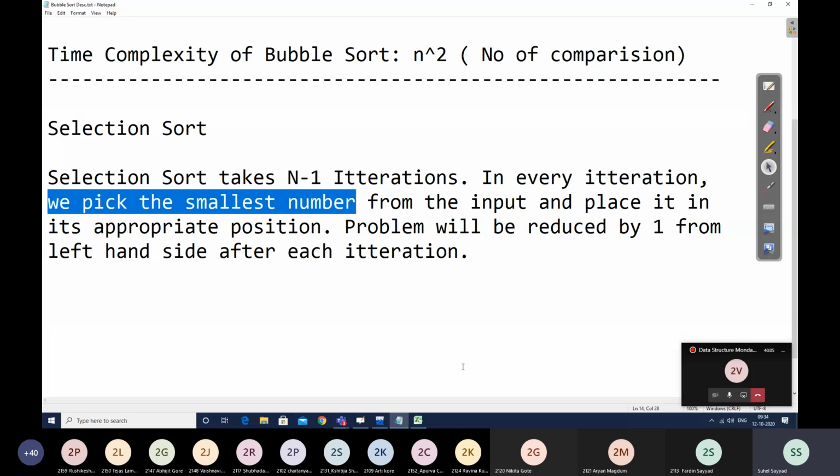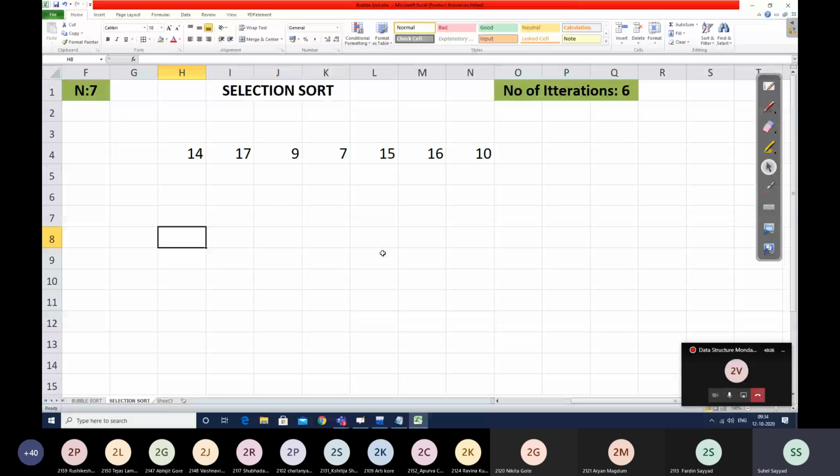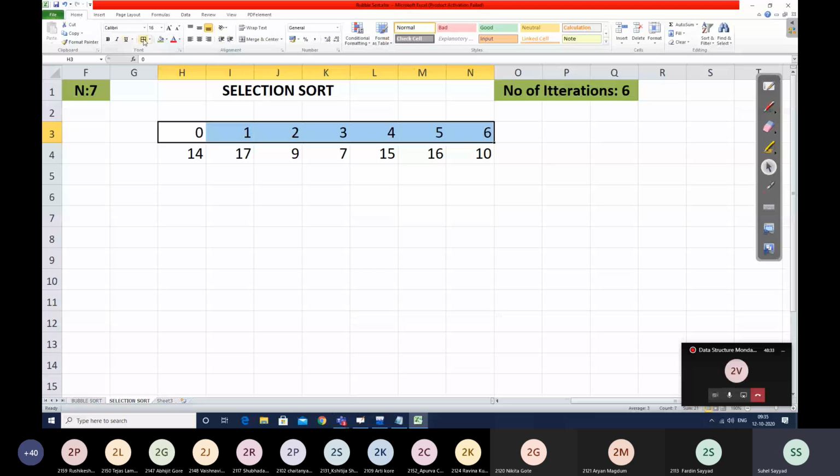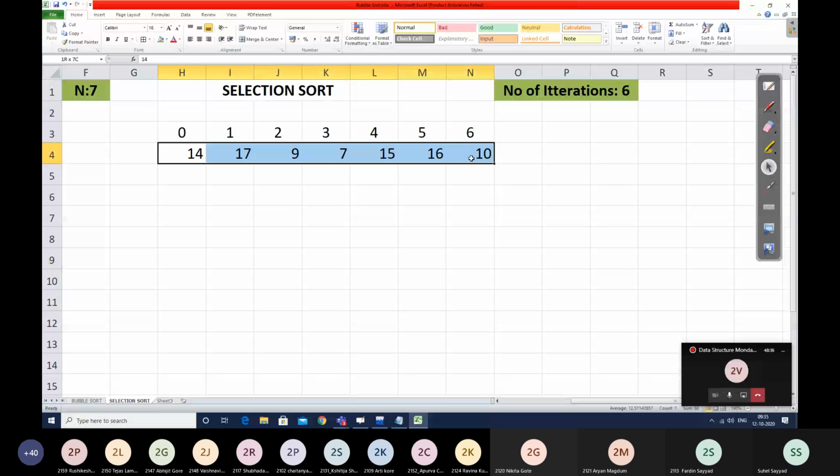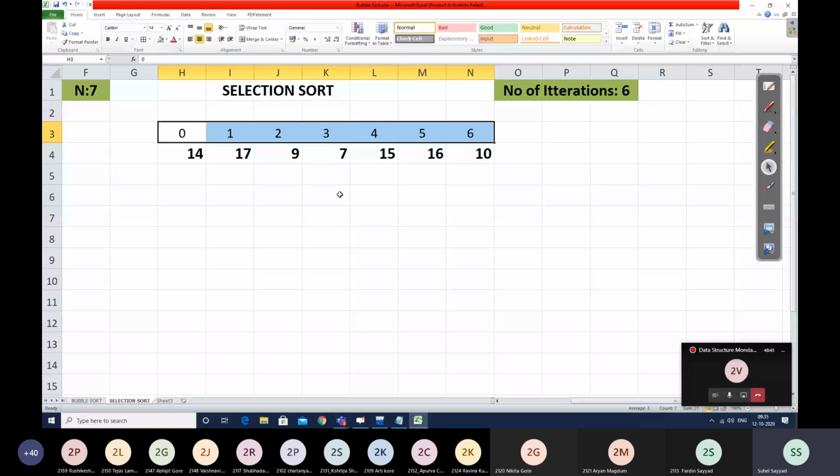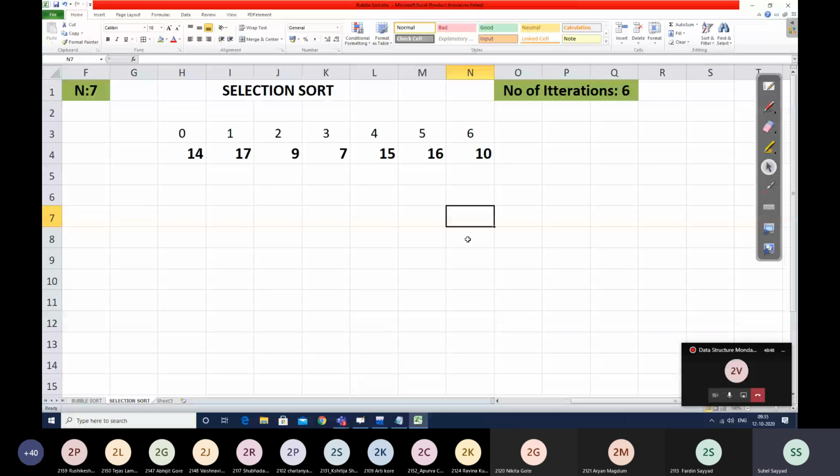So with respect to this input, these are my indices 0, 1, 2, 3, 4, 5 and 6. Just hold on 1 minute. This is my original input and these are my indices. So my dear students, what will be the first smallest number that will be picked? 7. And we have to place that 7 in its appropriate position.